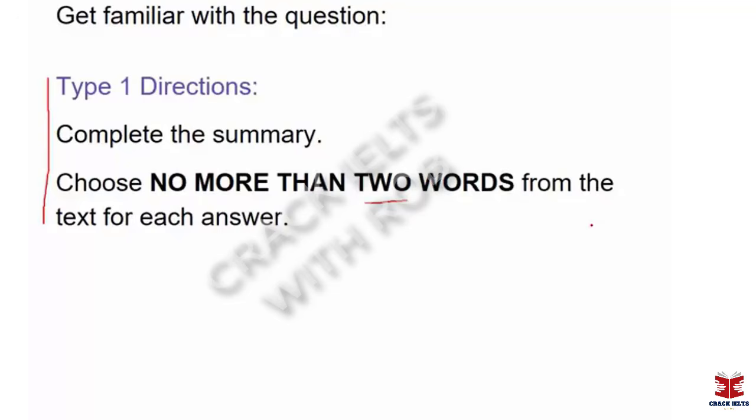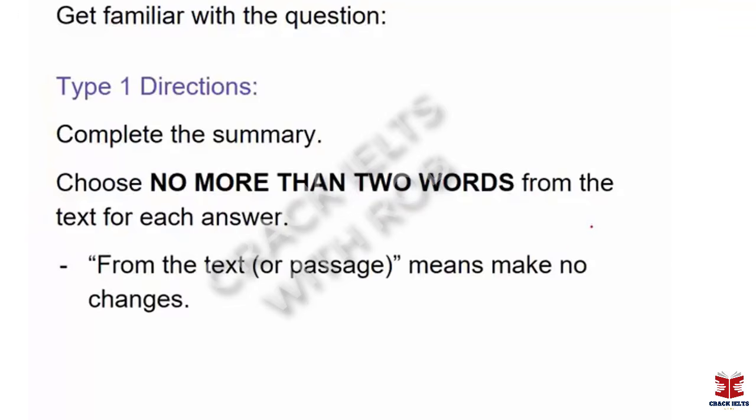And as always, with this type, it will tell you if you need to take the words directly from the passage. Usually that's the case, and that means you don't make any changes to the words. You take them directly from the reading passage that you're reading to answer the questions.